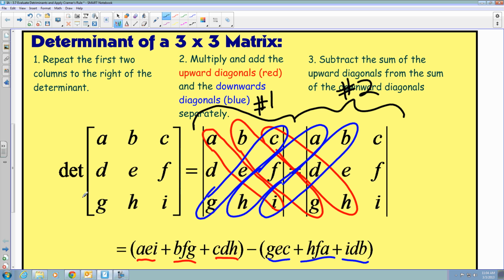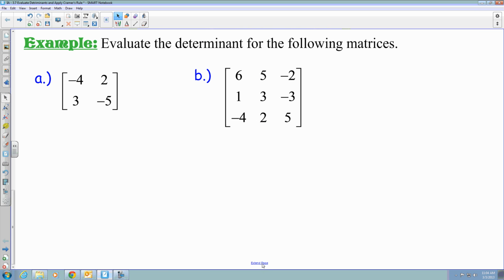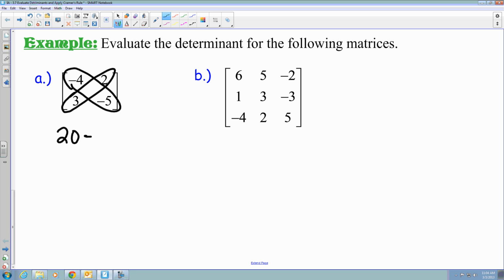Okay, so let's take a look at an example. Here I have an example of a 2 by 2 matrix and a 3 by 3 matrix. Let's look at example A. All we have to do is multiply -4 times -5, which gives me a positive 20, minus 3 times 2, which is 6. Then I take the difference of those, which gives me 14. So the determinant of this particular matrix is 14.